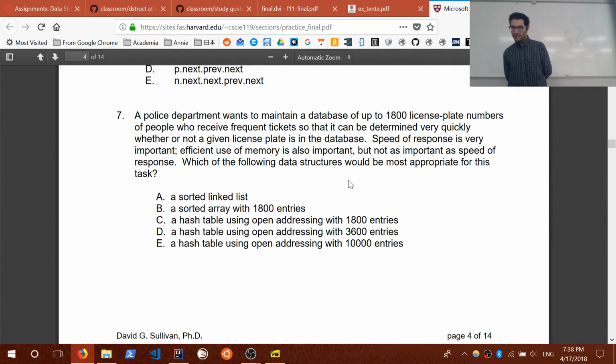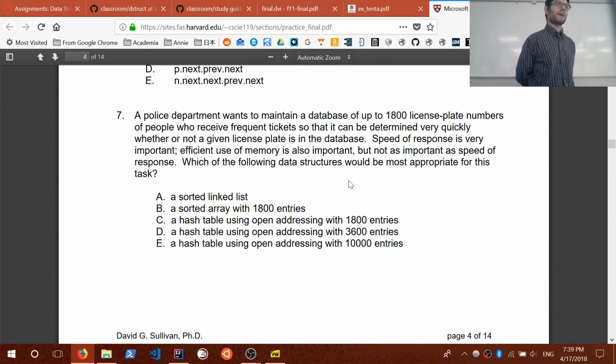On the other hand, if it's got 3,600 entries, it's only half full, and you can probably find your car relatively quickly. When a hash table is half full, the expected number of comparisons we have to perform is 1.5. In other words, we're expected to have either 0 or 1 collision. And with 10,000 entries, it's pretty much empty, so that's unnecessarily wasteful of space. We could get constant time lookup on this.